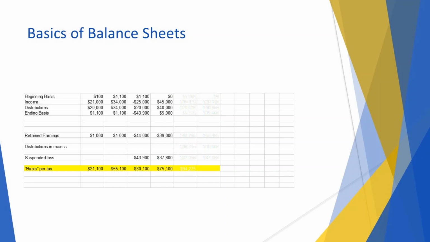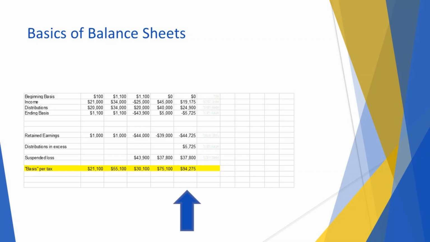In year 4, Sally has net income of $45,000 and distributions of $40,000. This leaves a $5,000 increase to basis and retained earnings, and it also allows $5,000 additional dollars of the suspended Section 179 loss to pass through, but that reduces her basis to zero. According to her old basis statement, she has $75,100 at this point, not the zero that it really is.